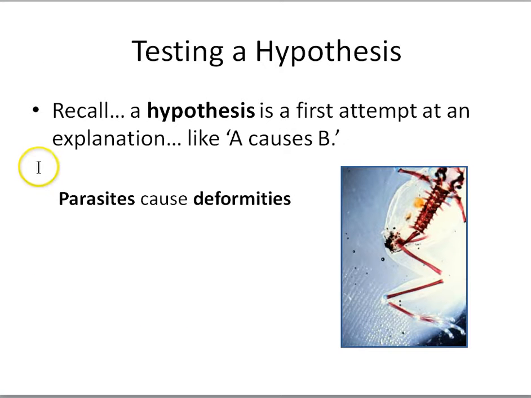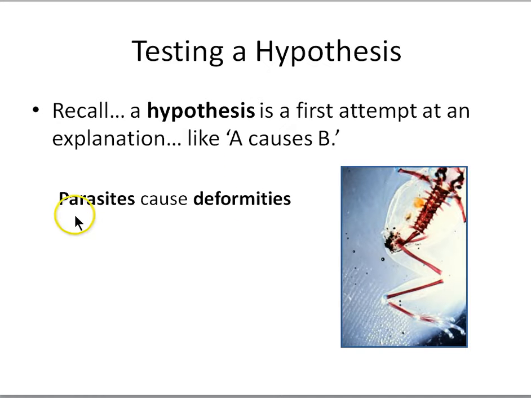So here now we'll have to recall what a hypothesis is. Recall that a hypothesis is a first attempt at an explanation. And so remember, since explanations give the cause of things, a hypothesis is going to be something like A causes B. There are lots of different fancy ways hypotheses might be stated, but usually they capture something about something causing something else in the world.